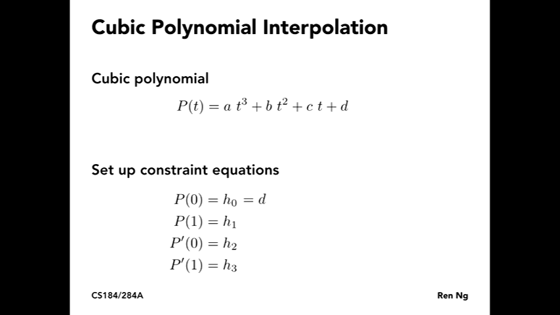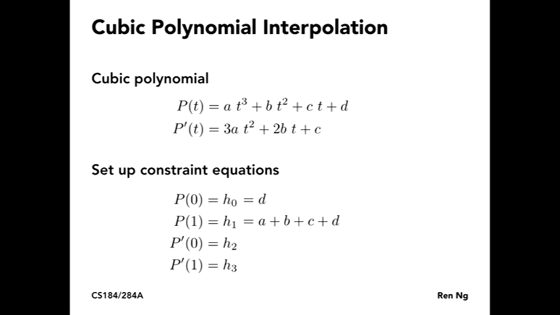So P of 0 is equal to what? It's P of 0 plugged into the equation up top will give A times 0 cubed plus B times 0 squared plus C times 0 plus D. So P of 0 is equal to D, right? So now we know H0 equals D. All right, and we can do that for the other ones. P of 1 is going to give us a different equation. It's going to be A times 1 cubed plus B times 1 squared, so on. P of 1 is going to be A plus B plus C plus D.